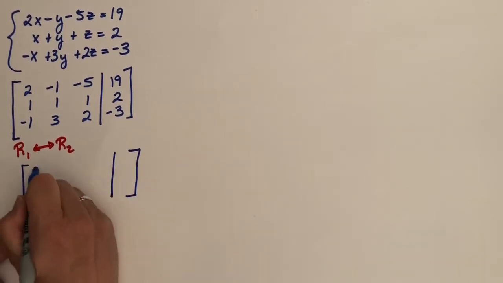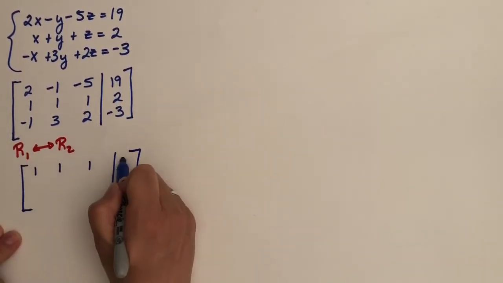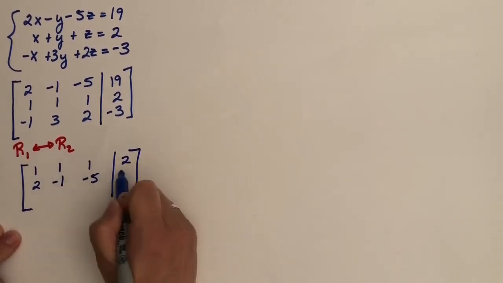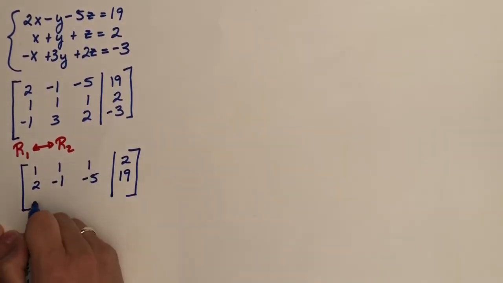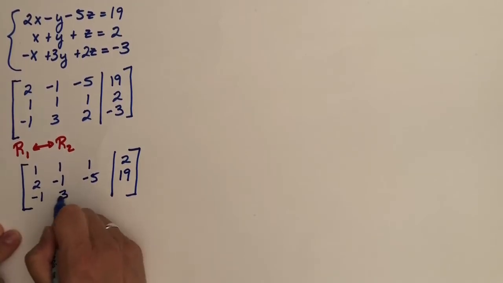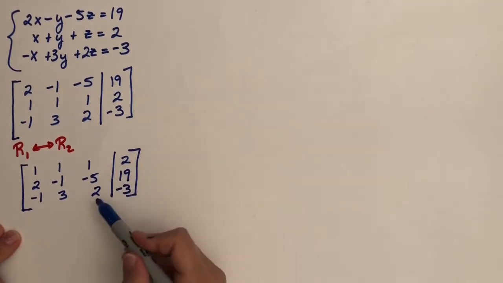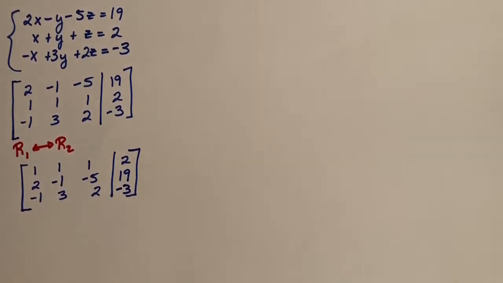So I have 1, 1, 1, 2. 2, negative 1, negative 5, 19, and negative 1, 3, 2, negative 3. And let me just double check that I didn't make a mistake copying those down. And that looks like our next matrix.